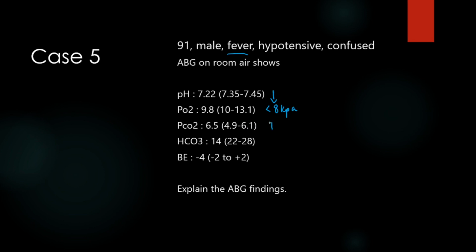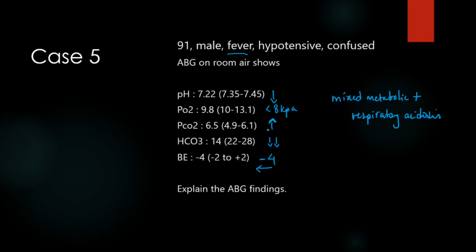PCO2 is raised, so they're retaining CO2. Bicarbonate levels are again quite low, and the base excess is also -4, thereby confirming the directional change towards acidemia. So this is a picture of a mixed metabolic and respiratory acidosis, because see how the bicarbonate levels are low and also the CO2 levels are increased, meaning this acidic CO2 is being retained in the lungs. I hope that also makes sense.